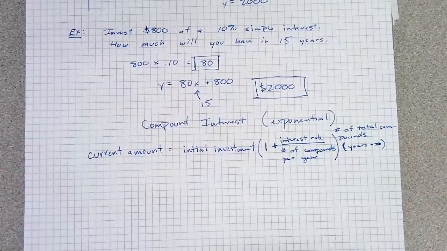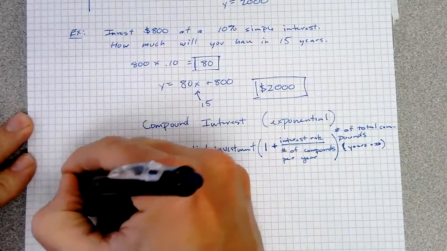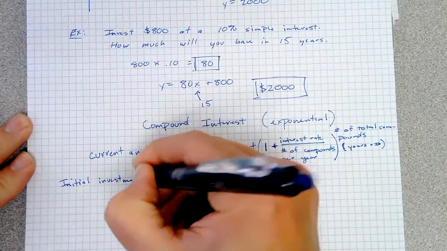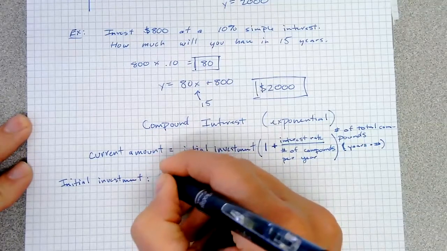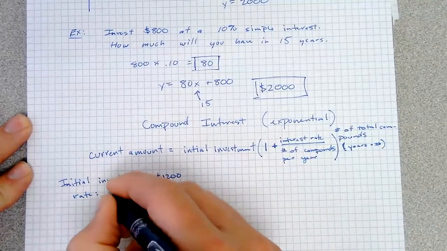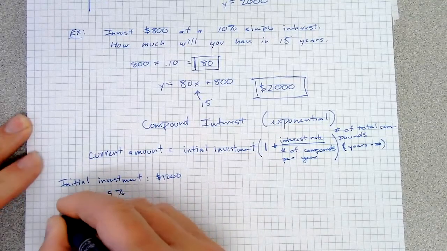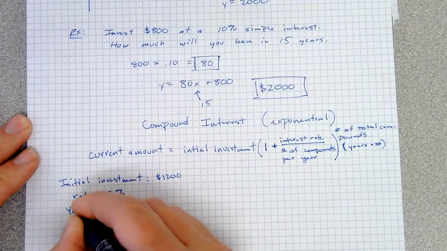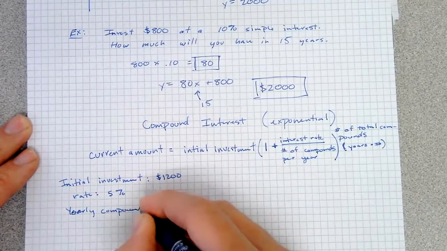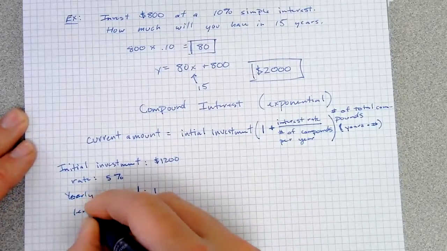So if you're doing it yearly, these two numbers are just going to be one, and it's pretty simple. So let's say you had an initial investment of $1,200, a rate of 5%, yearly compound, so we're just compounding once per year. And then for length, we'll just set it at 10 years.